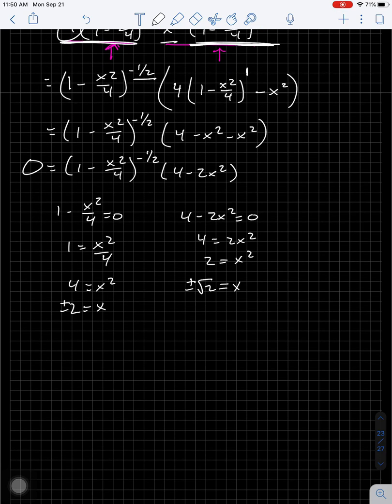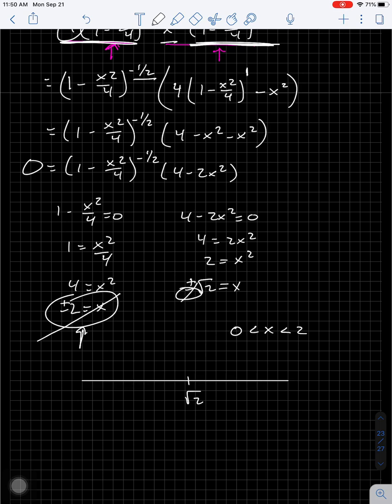Now let's look at the domain again. X has to be between 0 and 2. So that's going to opt out those situations that the 2 value here is going to collapse the rectangle. And it's also going to opt out this negative on this root. So my only critical value left that's in the domain is a root 2, which is about 1.4.